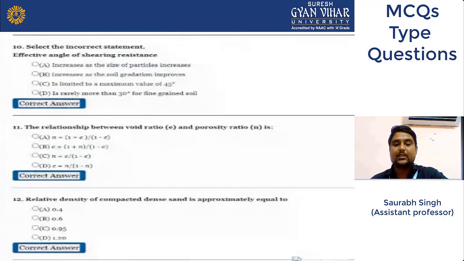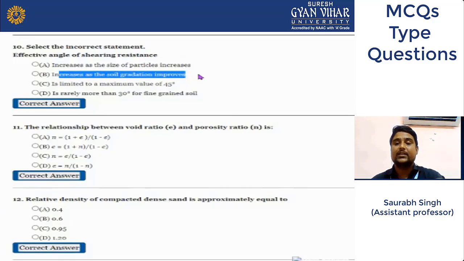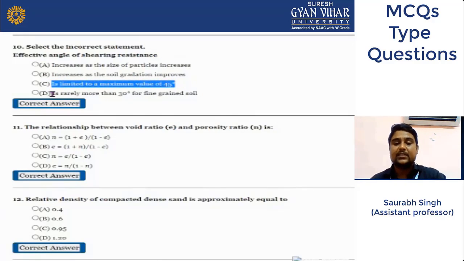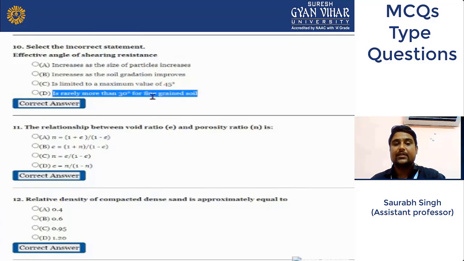Let's see the 10th question. What will be the answer of it? Select the incorrect statement. Effective angle of shearing resistance: A, increases as the size of particles increases. B, increases as the soil gradation improves. C, it is limited to a maximum value of 45 degrees, and is rarely more than 30 degrees for fine-grained soil, and C will be your right answer.